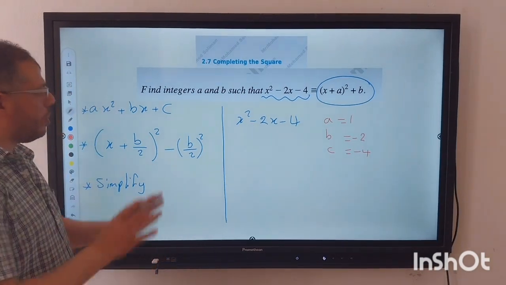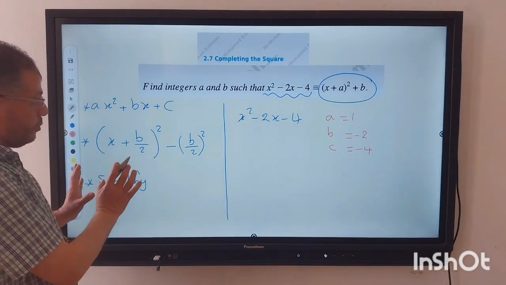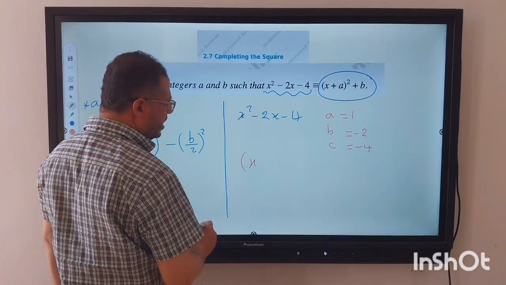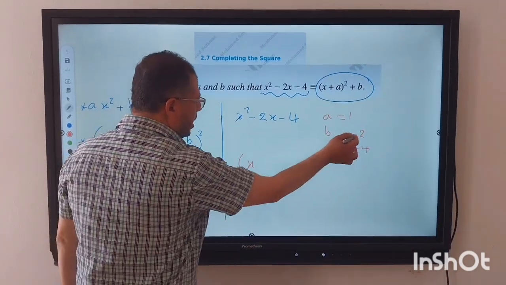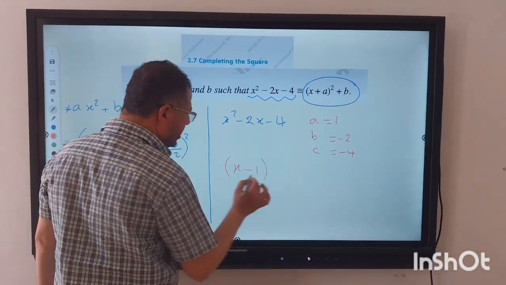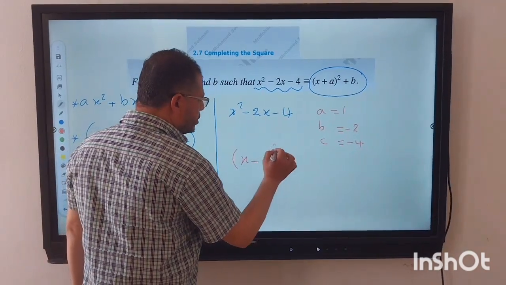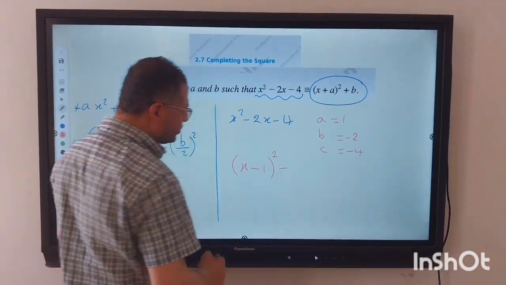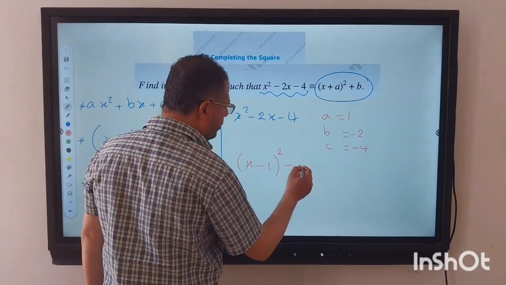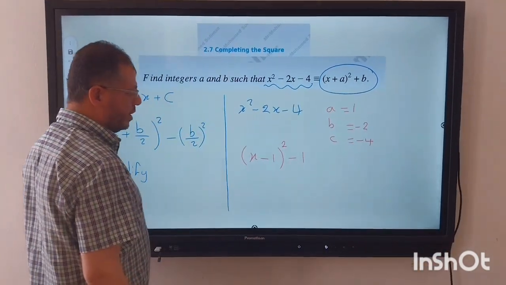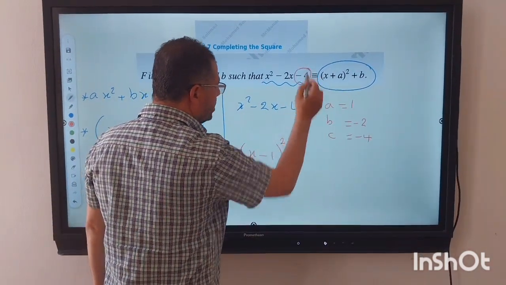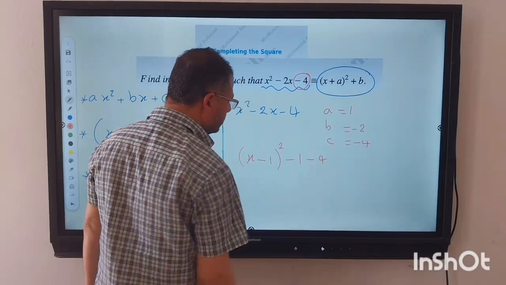Now, we want to drop these values in our formula. What is our formula? First, I will put here x. Then, what about the next one? I have here negative 2 divided by 2, it will be negative 1. Then close the bracket and put square here. Then subtract negative 1 here, power of 2. Negative 1 power of 2, it will be what? It will be 1. The last thing here, I have to drop down this value, it's negative 4.